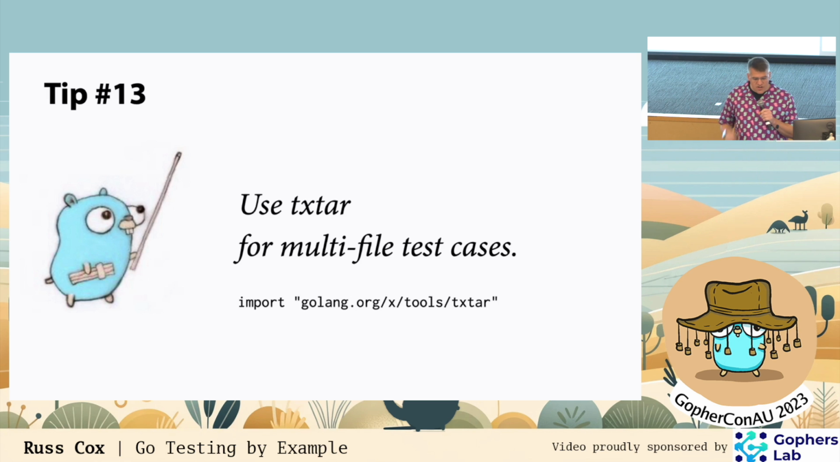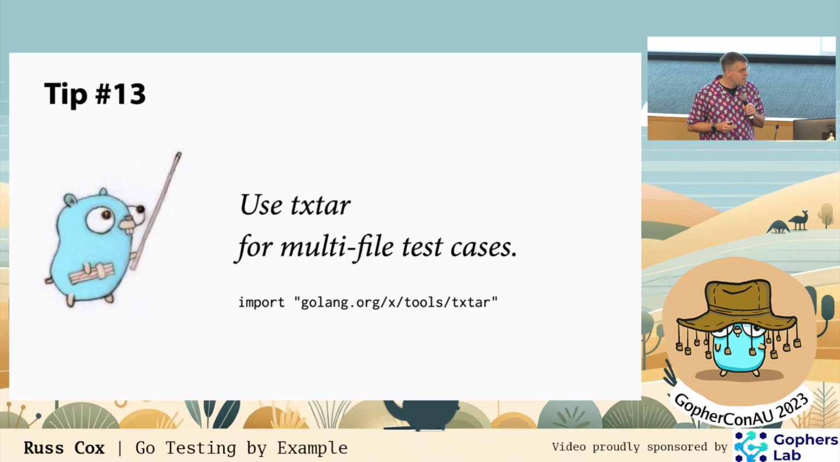txtar is a new archive format we designed a few years ago specifically to solve the multi-file test case problem. And the Go parser is in golang.org/x/tools/txtar. And I've also found parsers written in Ruby, Rust, and Swift. So we'll go to the next slide.